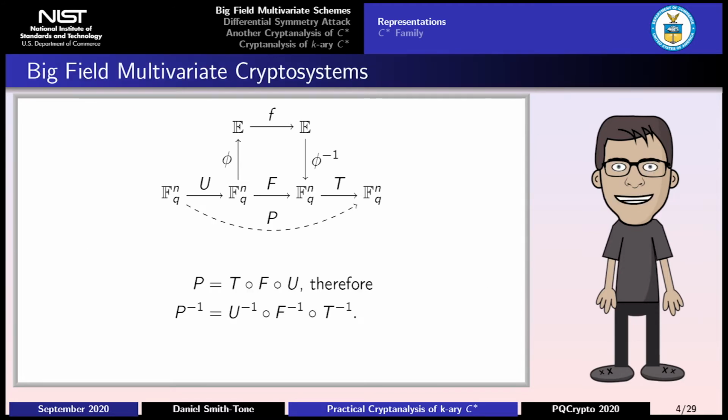To hide the choice of representation of this map, one composes on the left and the right linear transformations that mix the input variables and mix the output equations. In this way, one constructs the public key P as the composition of these three component maps, which we will call T, F, and U. Since the univariate map f is chosen to be efficiently invertible, the legitimate user can then invert the public key by inverting sequentially each of the components.